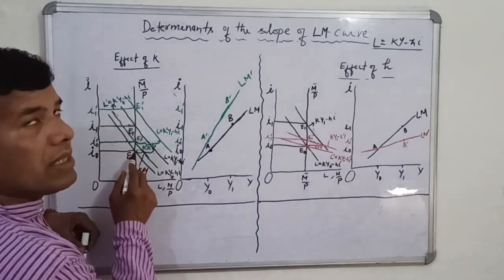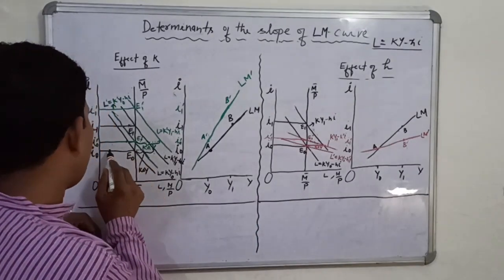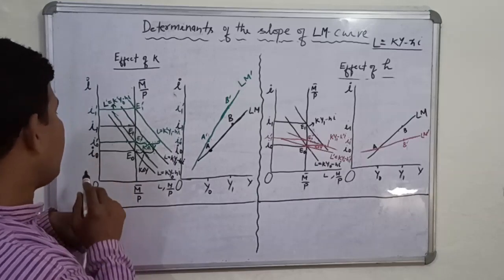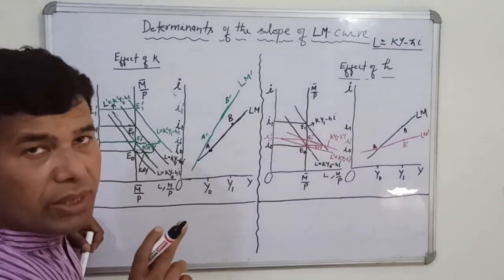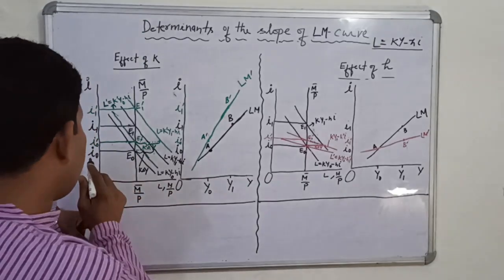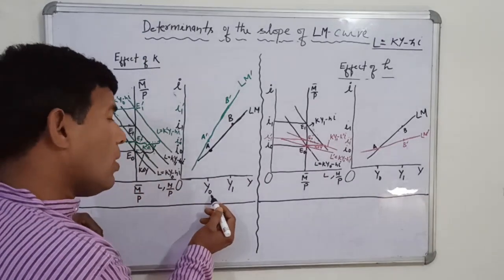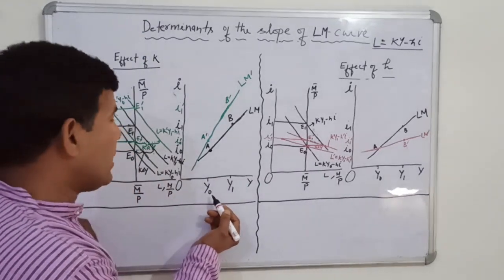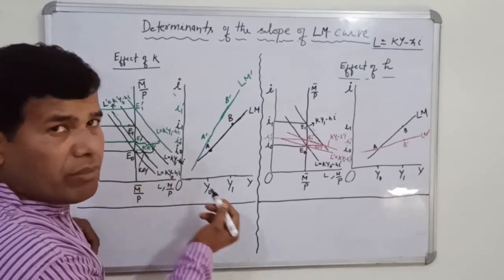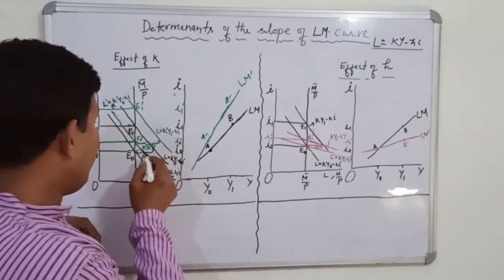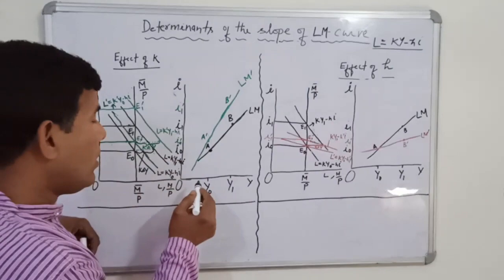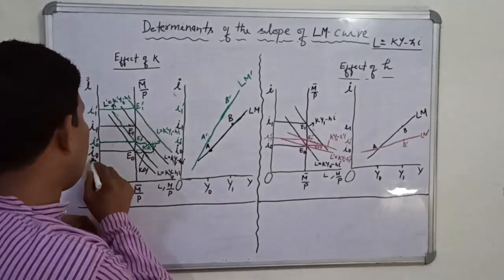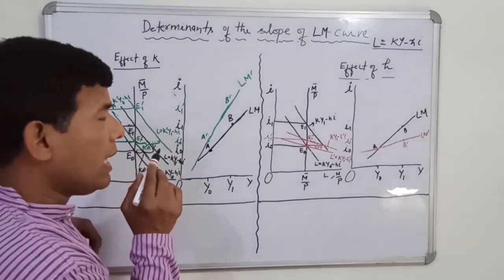At E0, money demand is equal to money supply, and therefore the corresponding rate of interest, which we get as I0, is the equilibrium rate of interest. And this equilibrium rate of interest is associated with Y0, the equilibrium level of income. Now this combination gives you money market equilibrium, or at the combination of Y0 and I0, the money market is in equilibrium.